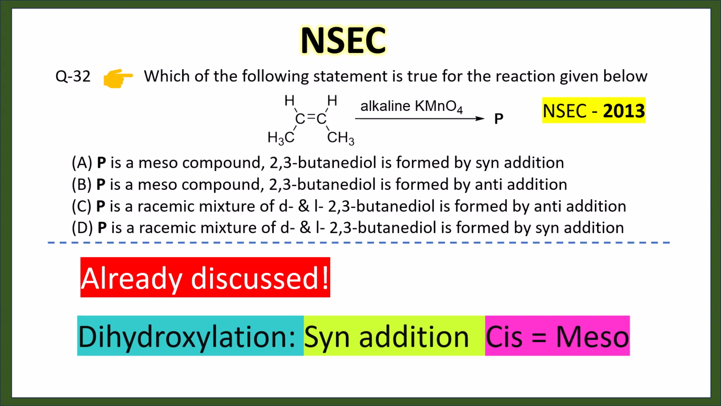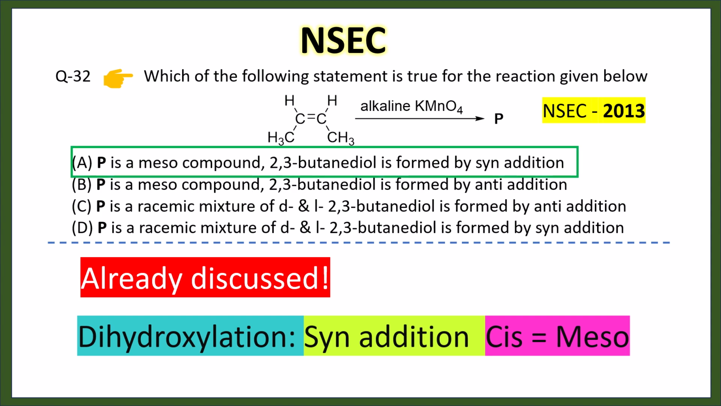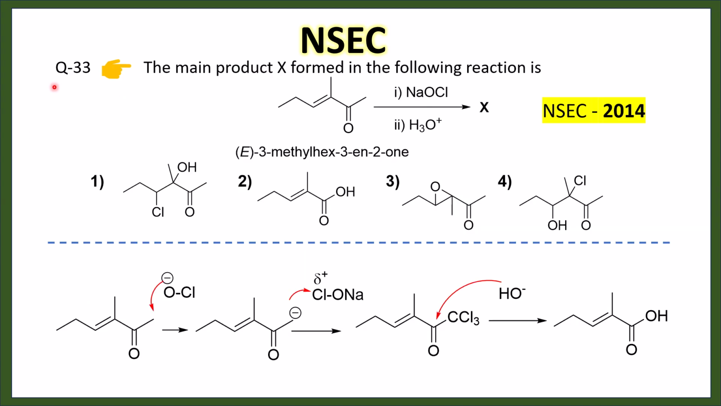Now question number 32. Which of the following statements is true for the reaction given below? Here cis-butene undergoes alkaline KMnO4 addition. So we find that the meso product is formed, already discussed. Now question number 33. The main product formed in the following reaction is this one. Here options are given, we have to choose the product.